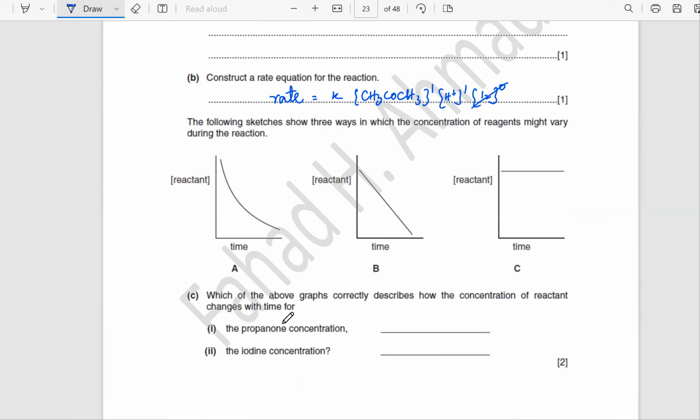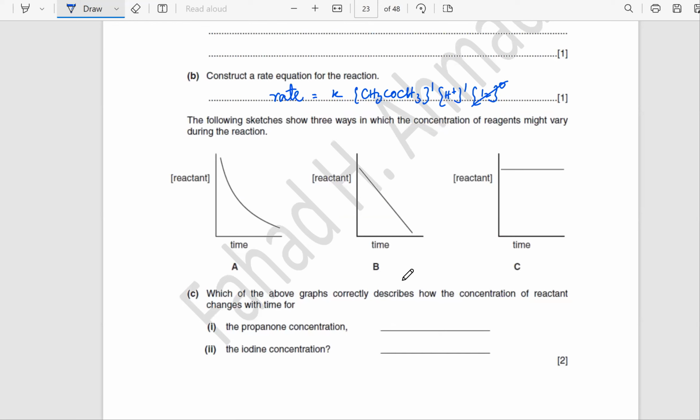As a paper, okay, the following sketches show 3 ways in which the concentration of reagents might vary during the reaction. Which of the above graphs correctly describes how the concentration of a reaction changes with time for propanone? Propanone order 1 है. Order 1 का ग्राफ किस तरह का होगा? B. A होगा. Order 1 का मतलब है when you have order 1, that means the half life is constant. Order 1 का मतलब है rate of the reaction depends on this thing. ठीक है. So जब उसकी concentration decreases, the reaction slows down.